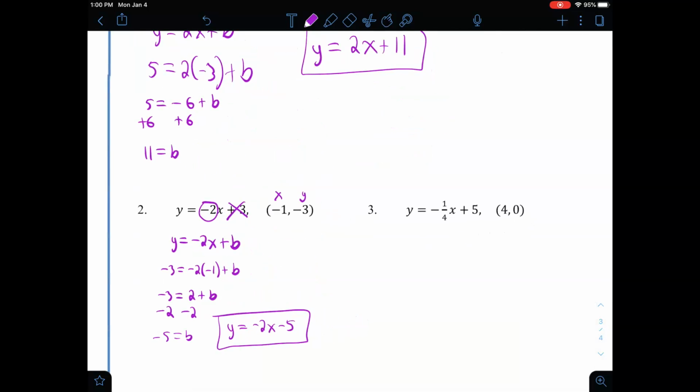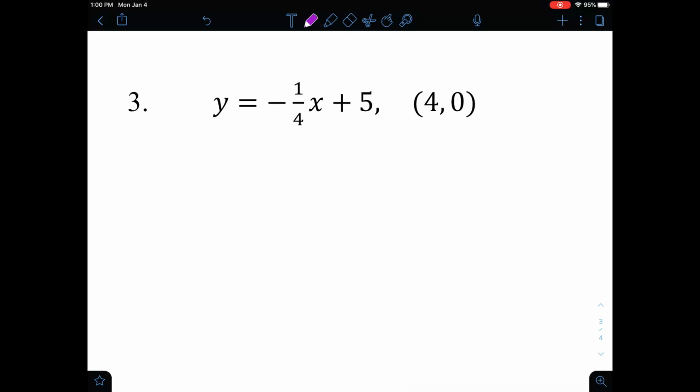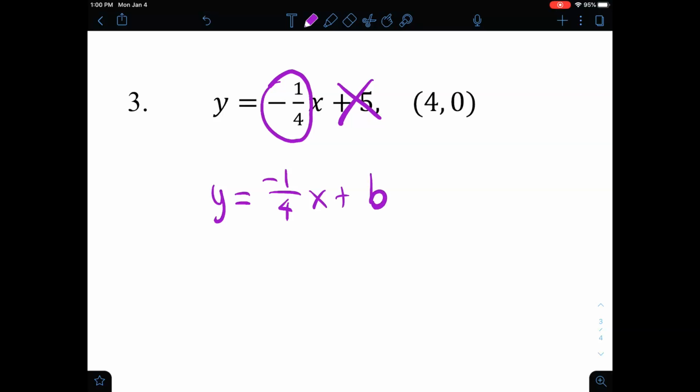All right, number 3. y equals negative 1/4 x plus 5 is the line we're going off of. We want to go through 4, 0, and we're going to find our b and write an equation. So we're going to circle the slope we want, which is negative 1/4. We're going to cross off the plus 5 because we do not want that y-intercept. So negative 1/4 x plus b, not 5. We're going to plug this in for x and y.